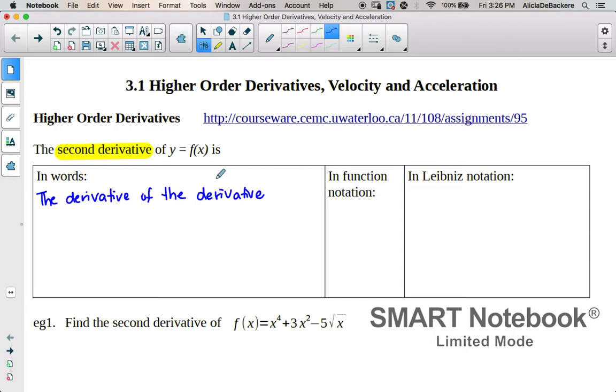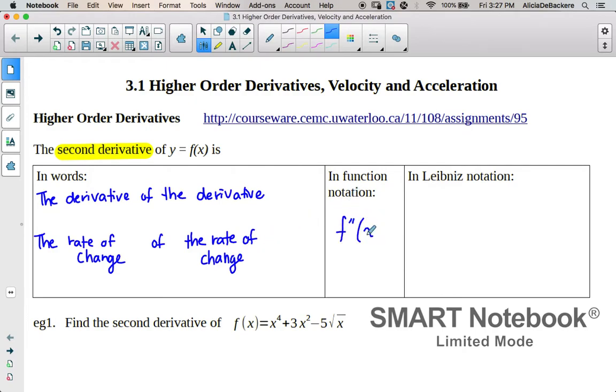Now remember that the derivative tells me the instantaneous rate of change of the function at any x value. And so what I'm doing when I take the derivative twice is I'm finding the rate of change, the IROC, of the rate of change. So the first derivative usually just tells me how quickly something is changing, and now we're going to find out the speed of that change.